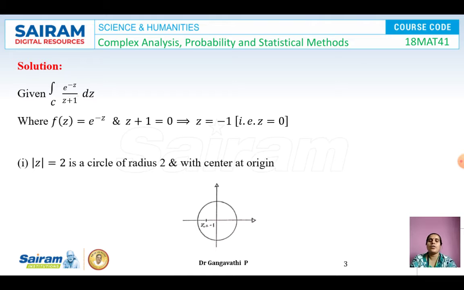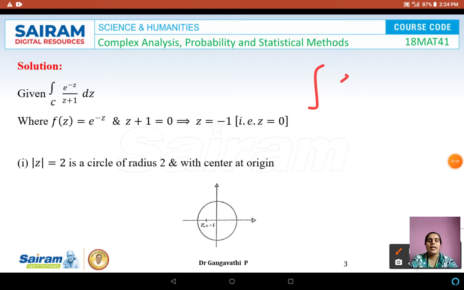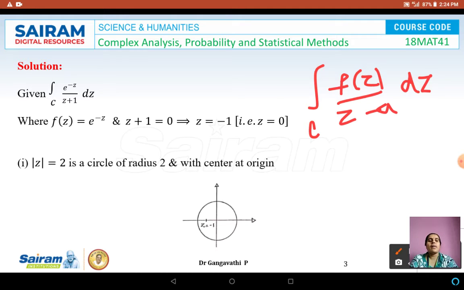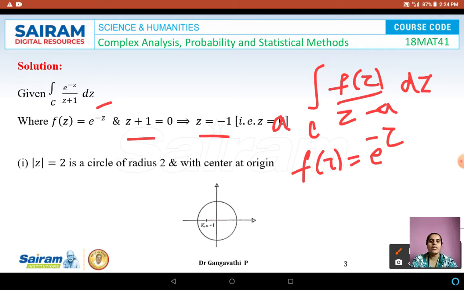The given integral is the integral over c of e to the power of minus z by z plus 1 into dz. Let us compare this with the standard form of an integral, which is the integral over a curve c of f of z by z minus a into dz. When I compare the given problem with this, we get to know that f of z is equal to e to the power of minus z, and the denominator z minus a is equal to z plus 1. Comparing z minus a and z plus 1, we get z is equal to minus 1. It means that a is equal to minus 1.